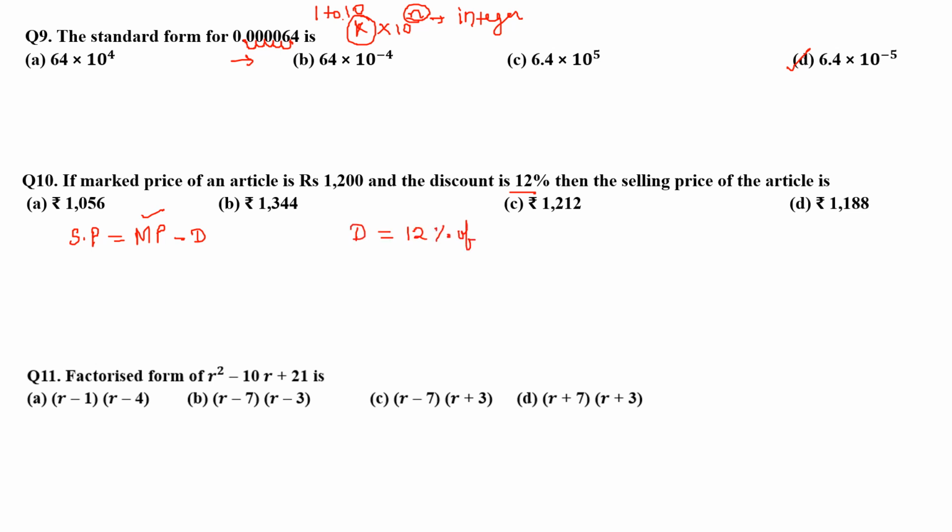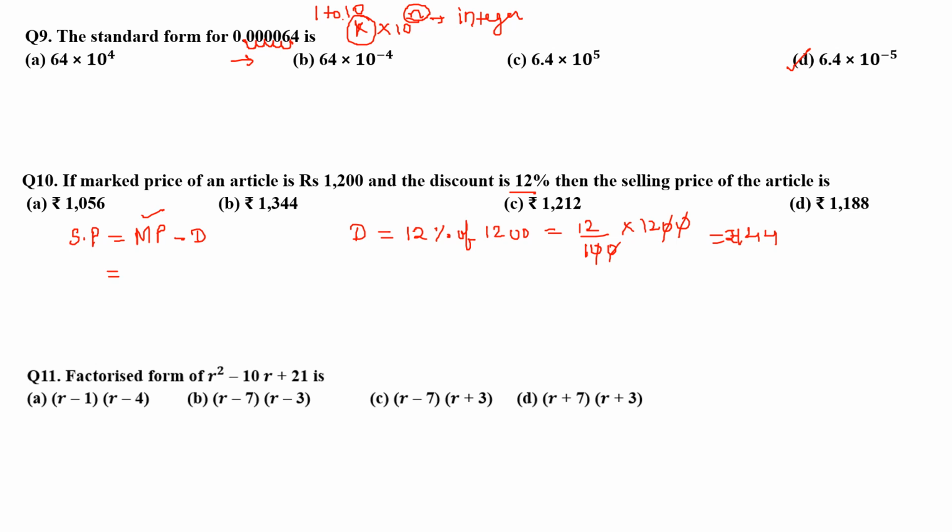12% of 1200 rupees. So 12% means 12 by 100 into 1200. So 0 and 0 I can cancel. And 12 into 12 is 144 rupees. So discount is 144. So sale price will be mark price minus discount, because when there is a discount, you have to pay less to the shopkeeper, right?